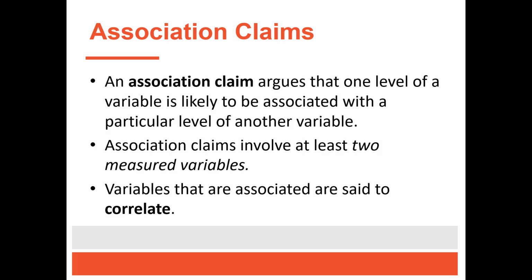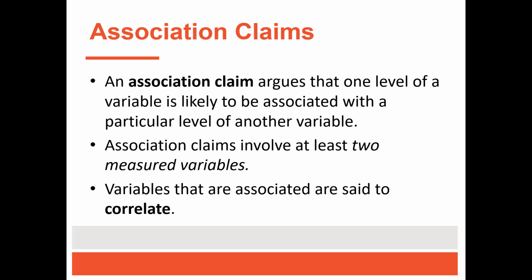Association claims involve describing how 2 variables relate to one another. Specifically, they argue that one level of a particular variable is associated with a specific level of another variable. Because these claims involve the relationship between 2 variables, they must always involve at least 2 measured variables. An example of an association claim is people with higher incomes spend less time socializing. Here, the variables of income and time socializing are being related to one another, each at specific levels.